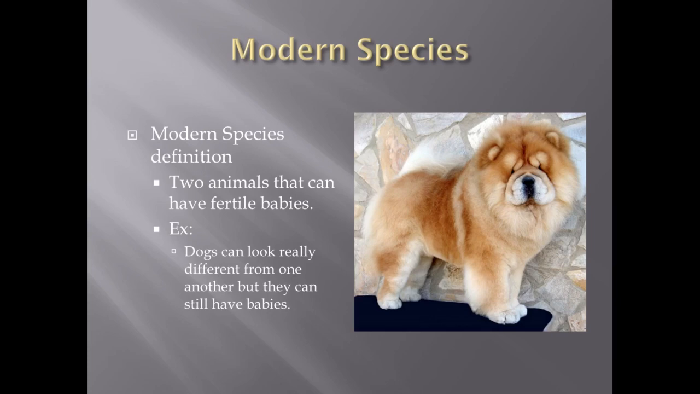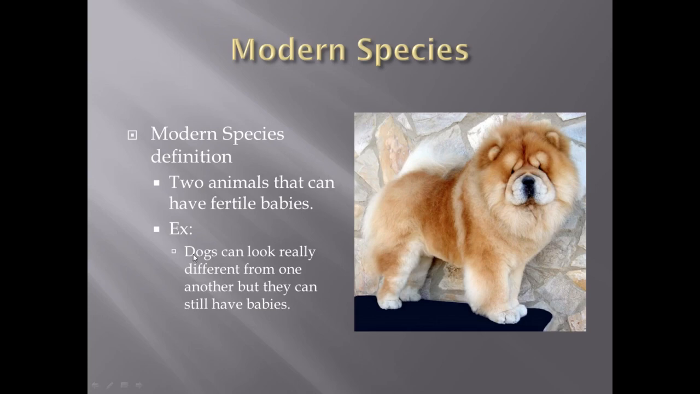So we came up with a new rule in the late 1800s, called the modern species definition, and essentially it comes down to this: any two animals that can breed and can have fertile babies. What that means is, if two animals can have a kid, and that baby is able to have a kid, well then guess what? That makes them a species.